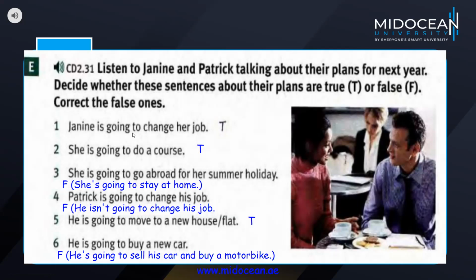Okay, great. So Jenny is going to change her job. True. She's going to do a course. True. She's going to go abroad for her summer holiday. No, she said she's going to stay at home. As for Patrick, is he going to change his job? No, he is not going to change his job. He's going to move to a new house. Yeah, he mentioned that. He's going to move to a new flat or new house. He's going to buy a new car. No, he's going to sell his car and buy a motorbike instead.